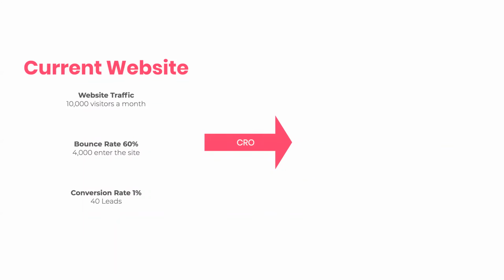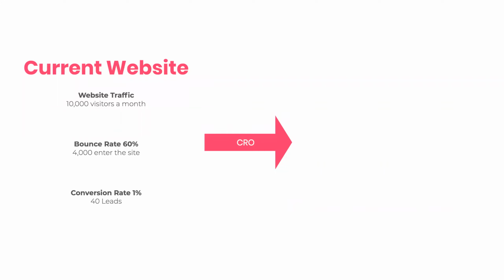That means that from the 10,000 visitors, you have 4,000 visitors that are actually coming into the website. And then from those 4,000 visitors a month on the website, you have a conversion rate of 1%, which is also pretty common to see. That means you're generating 40 leads, right?